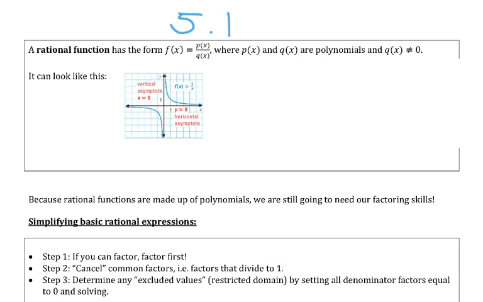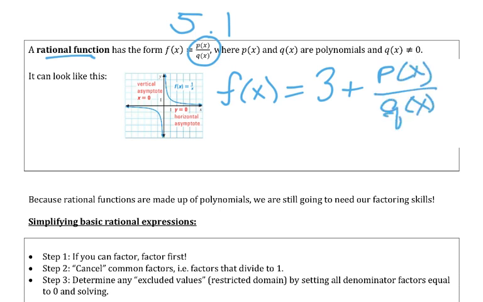So Unit 5 is all about rational functions, but what is a rational function? A rational function has the form f of x equals p of x over q of x, where p and q are polynomials, and q cannot be equal to 0. So that means any equation that looks like this setup is rational, but you could also have something that looks like this.